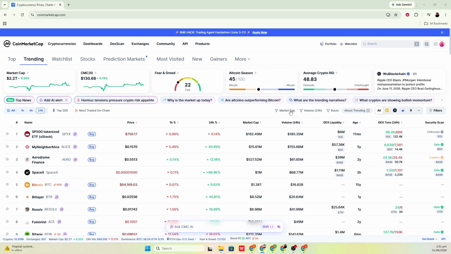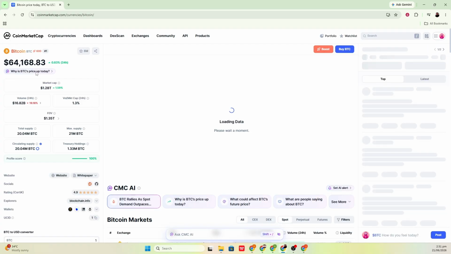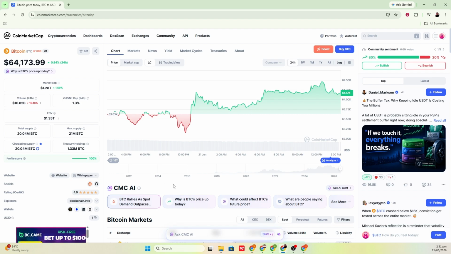For this tutorial, select Bitcoin from the top list and open its dedicated page. Once you are on the Bitcoin page, you will see the main overview section with charts and market information. By default, the page displays the price chart.